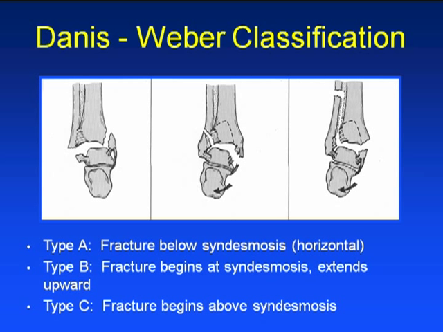Now, a Weber C fracture goes on up and higher. This is intrinsically an unstable injury. This can be stable or unstable. When it's this wide medially, it's definitely an unstable fracture.